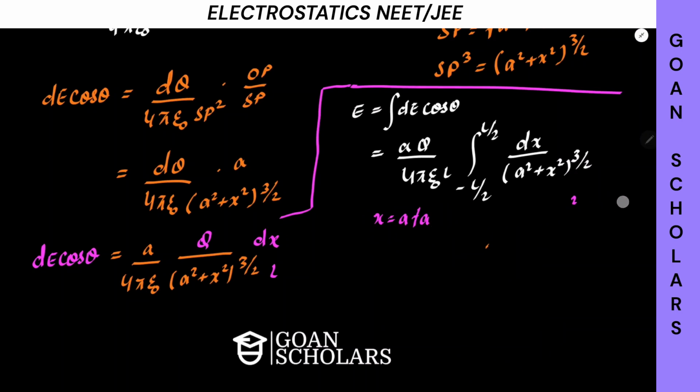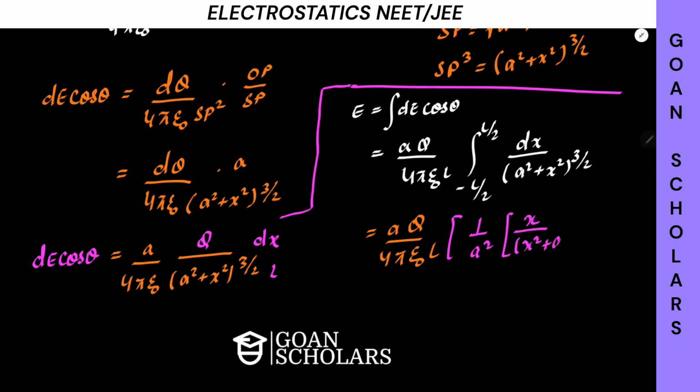Here the integration will be of this whole thing. Let me remove this and write here. This will give us aq upon 4 pi epsilon naught L. And what does the integration of this part give us? Integration of this part gives you 1 by a square, and sin theta, which we evaluated as x upon x square plus a square, whole power half, which is the root. And what are the limits? Minus L by 2 to L by 2, correct?